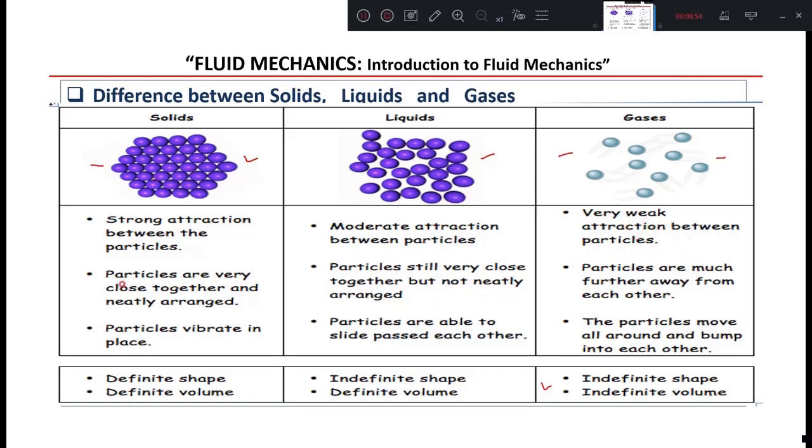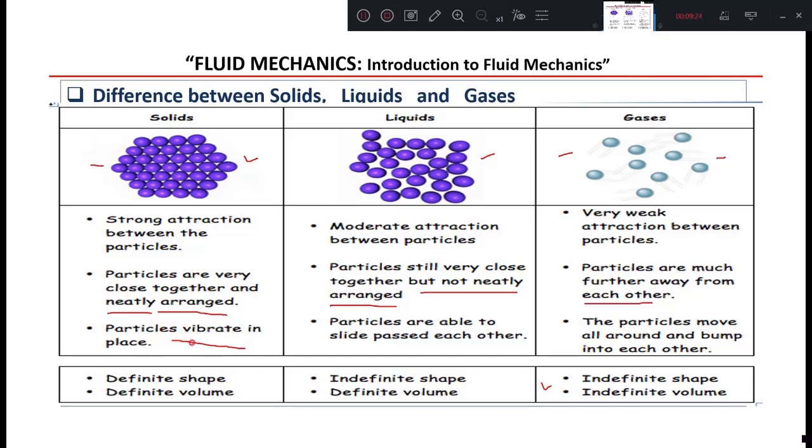In the case of solids, particles are very close together and neatly arranged. In liquids, particles are still very close together but not neatly arranged. In gases, particles are much further away from each other. Then particles vibrate in a place, meaning they do not move here and there. They vibrate in their own place only.